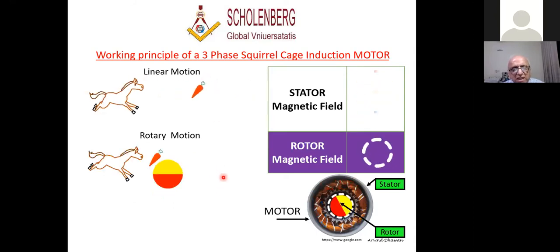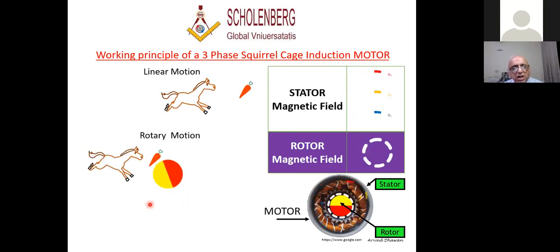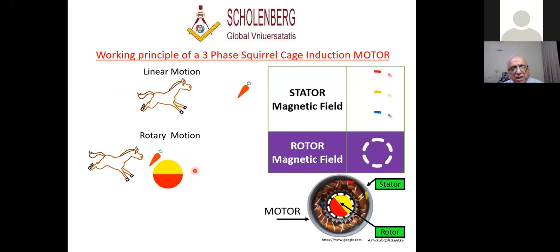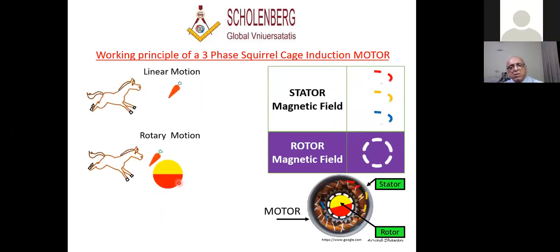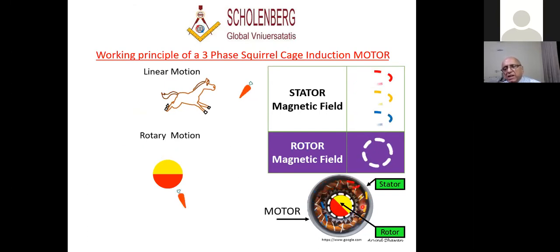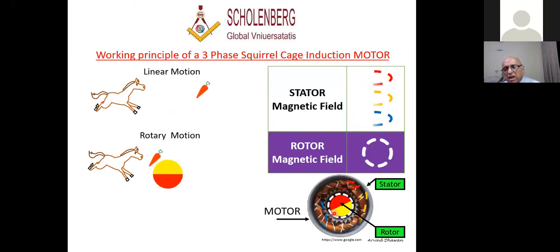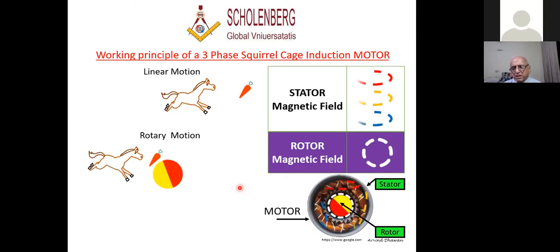Now in this case, there's the carrot, right? We move the carrot, the horse chases the carrot all the way, following the carrot. Here we have a rotary motion. And these are the magnetic field and stator winding. And this is how the rotary induced rotor magnetic field is shown. And this is how the rotor starts. This is what you ought to know, right? This is how it works.